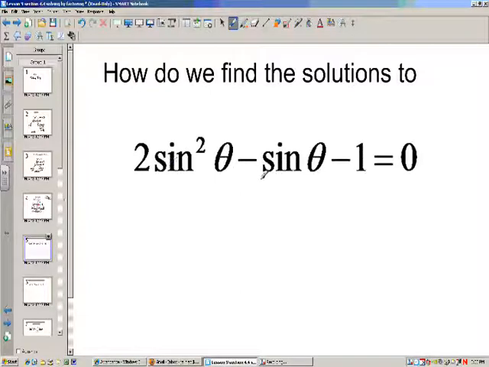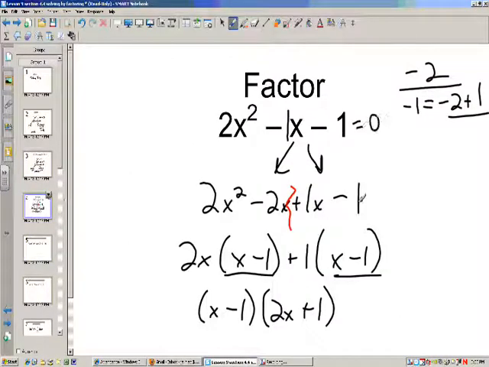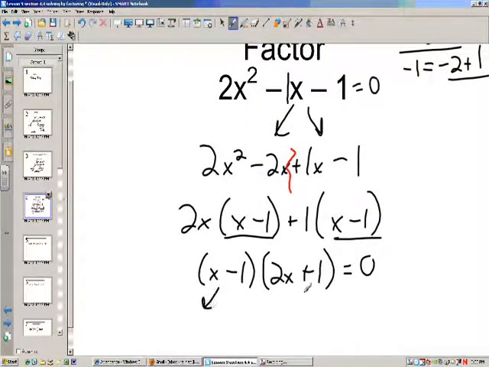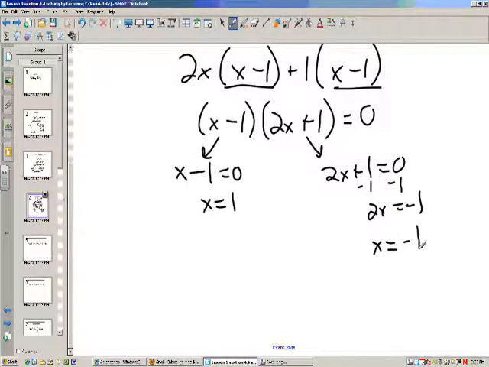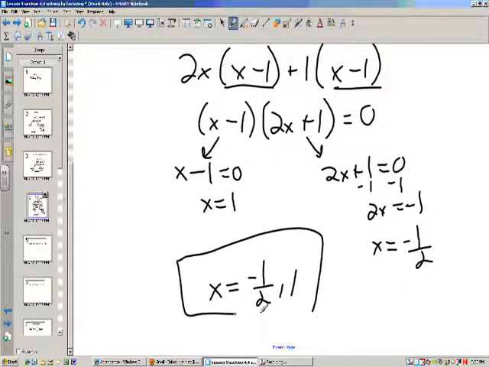Now if I have 2 sine squared theta minus sine theta minus 1 equals 0. Oh, one thing I should have done here is put this equal to 0, just so we can solve this one with two separate equations. If we did that, it would be x minus 1 is equal to 0, and then 2x plus 1 is equal to 0. Now if we add 1 to both sides, x is going to be 1. Here we subtract 1. 2x equals negative 1. X is going to be negative 1/2. So my x values are negative 1/2 and 1.